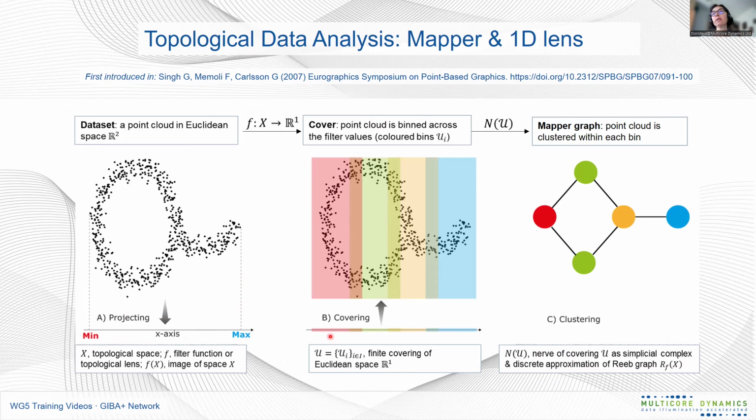So then the range of values is binned with overlapping bins, and clustering is performed, whereby each cluster of samples forms a node, and two nodes are connected with an edge if they share one or more samples. So in this way, a graph representation of the shape of data is obtained as seen through the one-dimensional lens. And this representation aims to preserve the connectivity and sample proximity from the original data space.